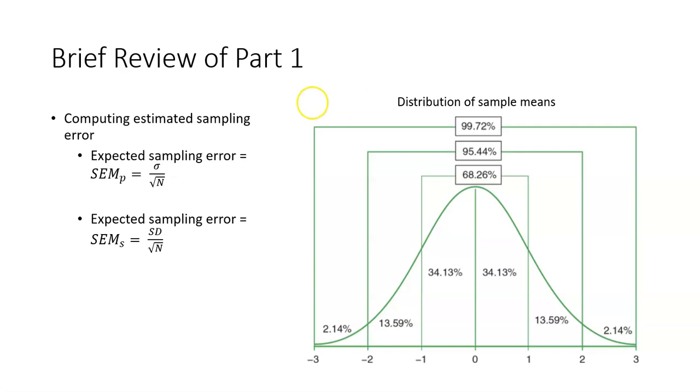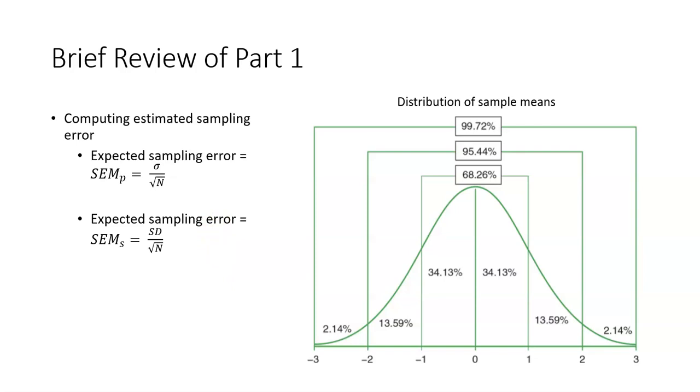You can compute certain things about the distribution of sample means, for example, something called the standard error of the mean. That is a measure of sampling error. And we're going to use this information, again, to compute p-values and confidence intervals.